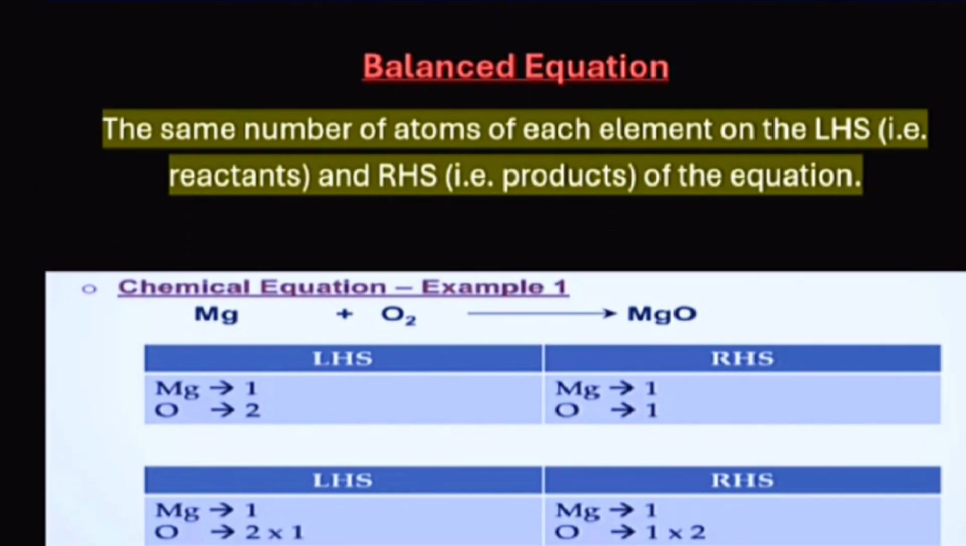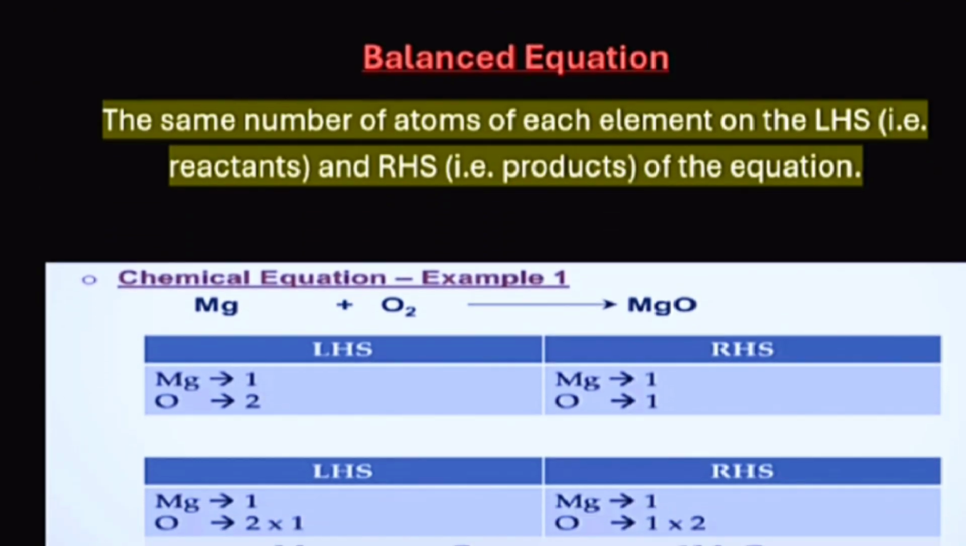Now let's talk about balanced equation. So what is a balanced equation? The same number of atoms of each element on the left hand side and the right hand side. So if the same number of atoms are present on the left and right, that will be called a balanced equation, right? For example, we can take this one as an example.